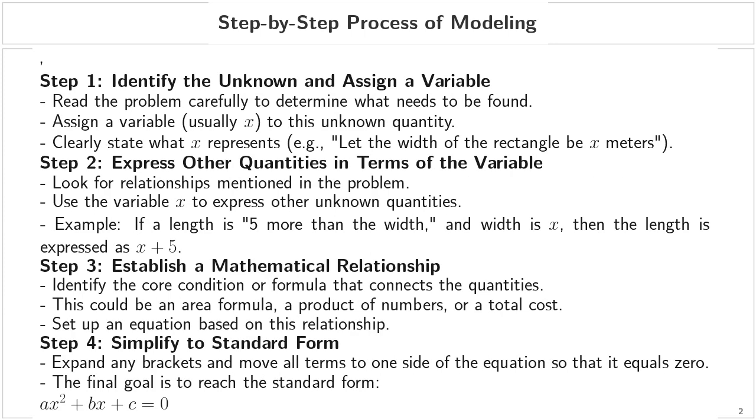Finally, step 4 is to simplify everything into standard form. At this stage, your equation might still have brackets or terms scattered on both sides. You need to expand any brackets and move all terms to one side so that the equation equals 0. Your ultimate goal is to reach the standard quadratic form, which is ax squared plus bx plus c equals 0. Once you reach this form, you are officially ready to use your quadratic solving techniques, which we will see in the upcoming examples.